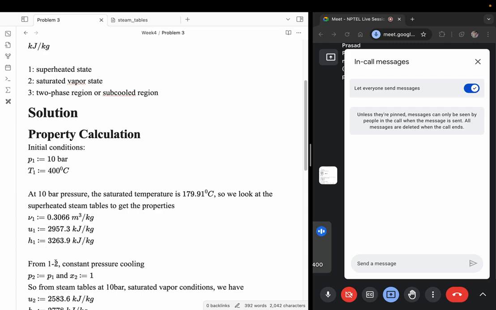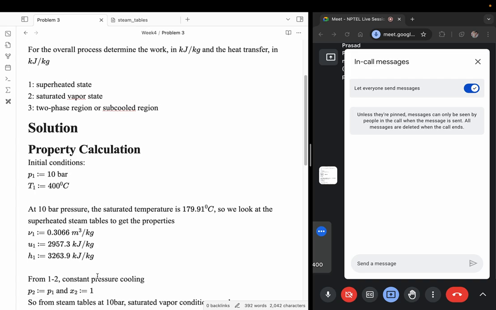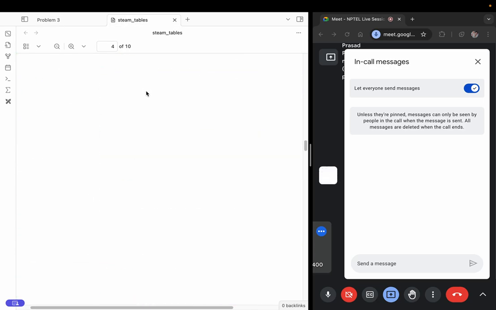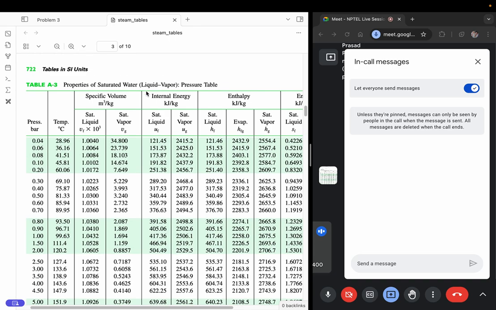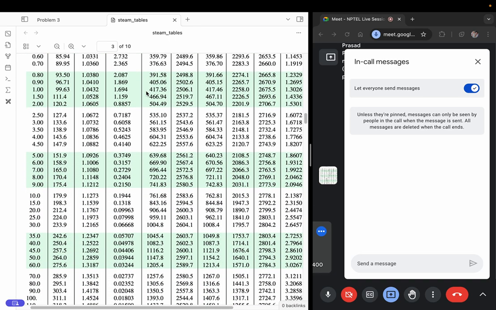And from 1 to 2, it's a constant pressure cooling, so P2 equals P1. And I know that the final state is on the saturated vapor line, so my vapor fraction is going to be 1. So now again, I'll go to the steam tables, the pressure table, because pressure is known to be 10 bar. So I look up the value of 10 bar. At 10 bar, these are the values that are given. I'll take these values.